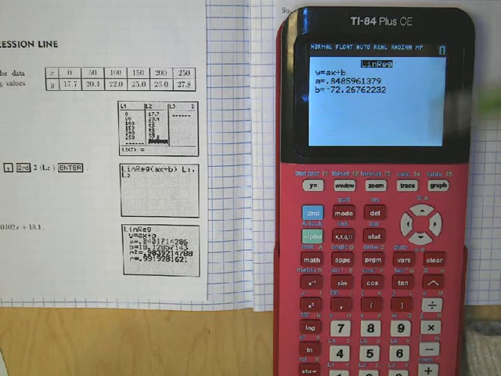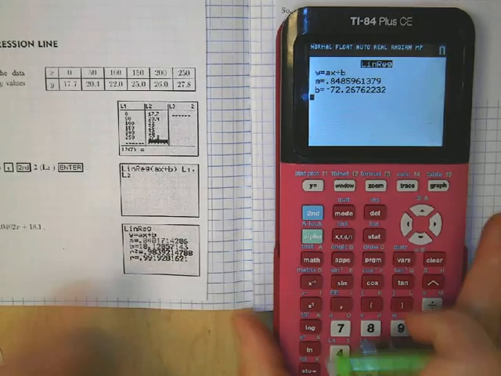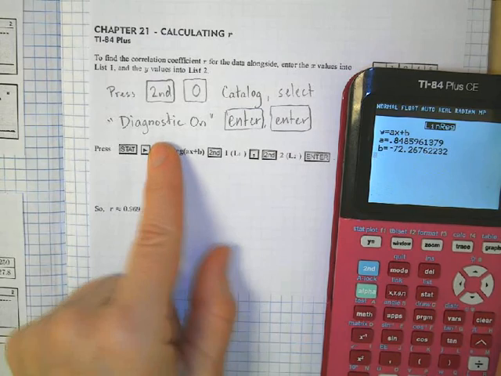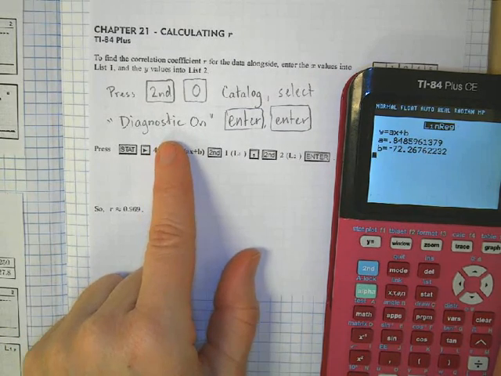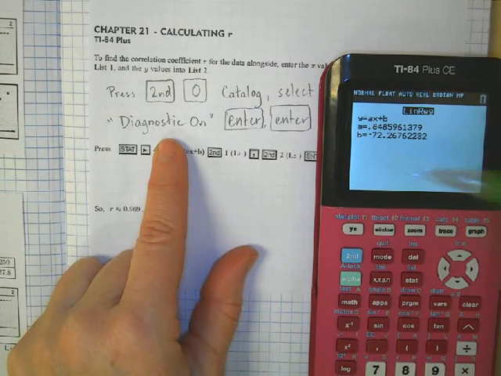So I want to get these on my screen. Why aren't they showing up? The reason they're not showing up is because we have to turn diagnostic on. If those numbers are showing up for you, awesome. If they're not, then you're going to have to follow these directions right here. Mine are not showing up, so I need to do this.